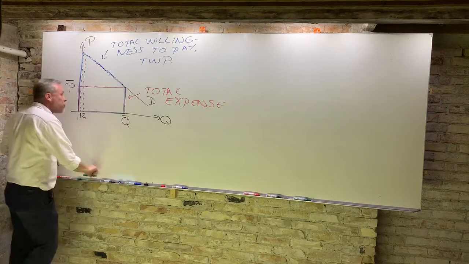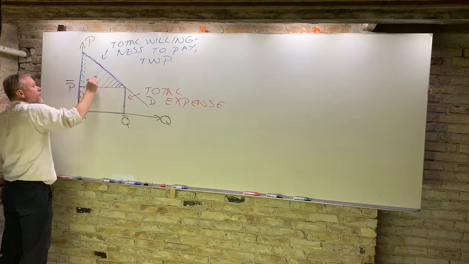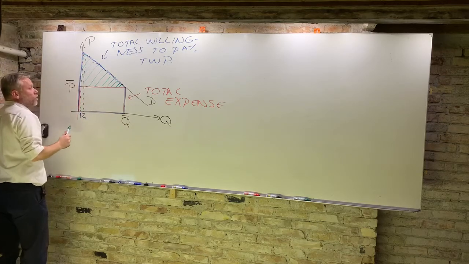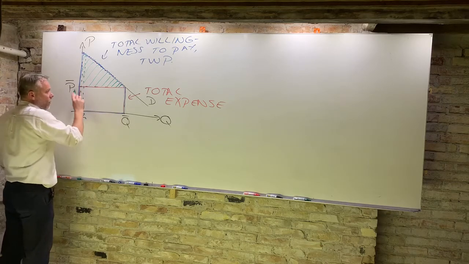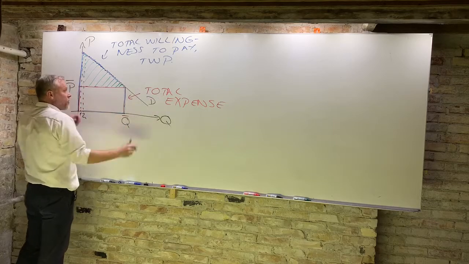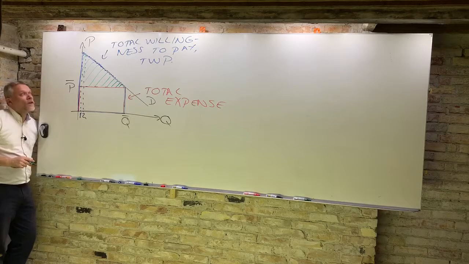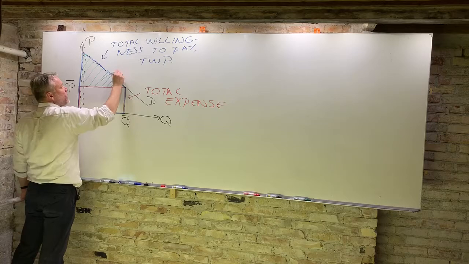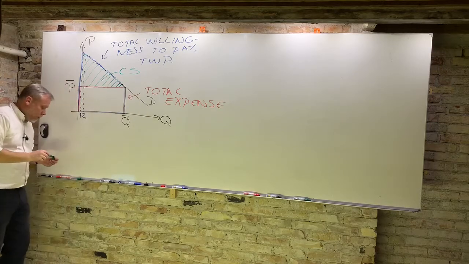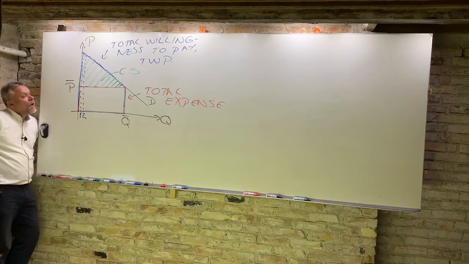Now, what that then shows us is that this area here, the area corresponding to the difference between the total willingness to pay, the entire area underneath the demand curve, and the area of the rectangle, the actual expense of consumers, that must correspond to how much consumers have saved compared to what they are willing to pay. And that we call the consumer surplus, abbreviated CS. And that's how to find the consumer surplus.